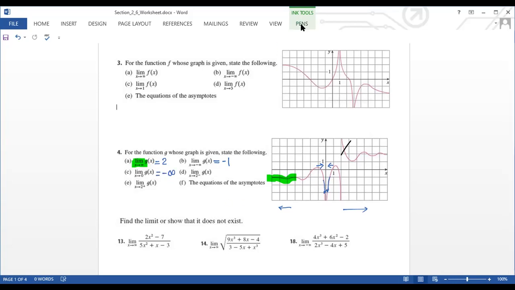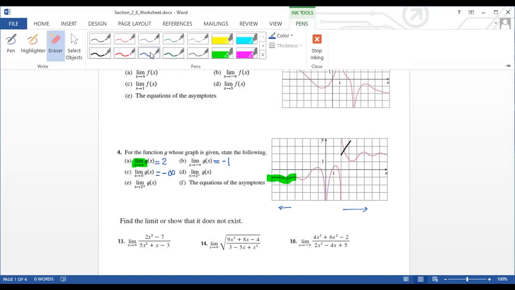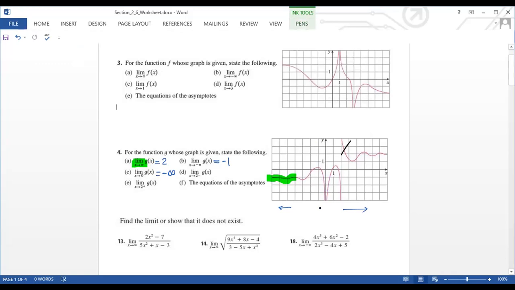Now the next thing. If x approaches 2 from the left-hand side, so this is 2, that means I'm approaching to here. Remember, you trace your curve. So what value are you going to approach? I'm going to approach negative infinity.